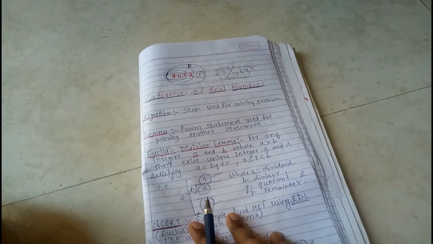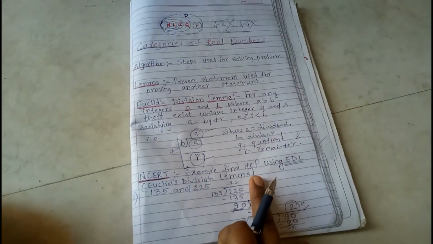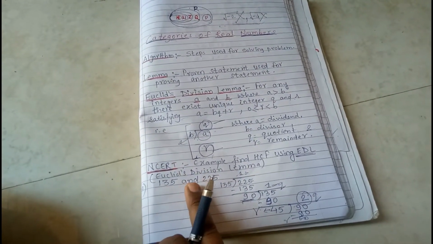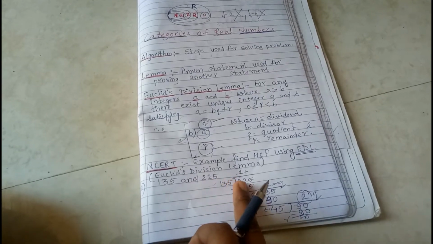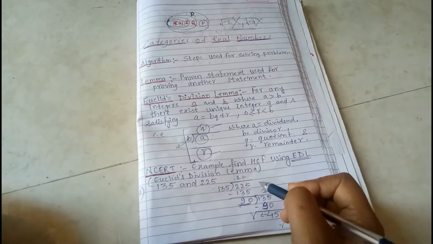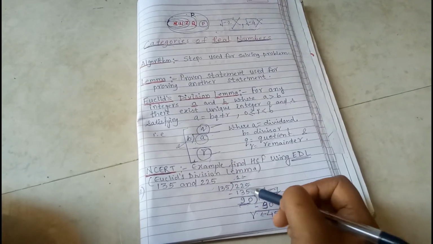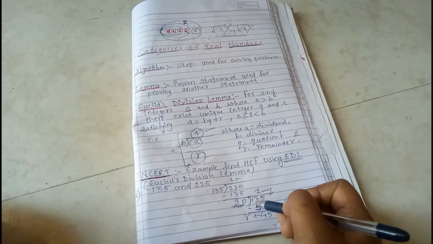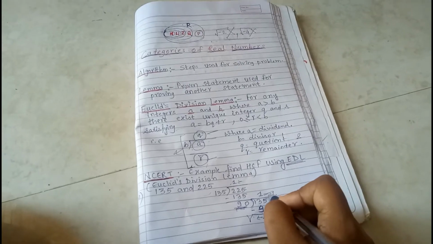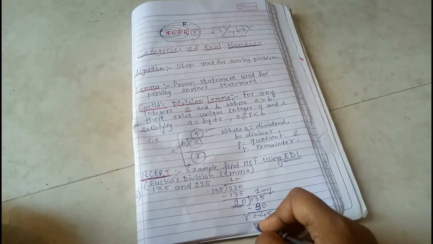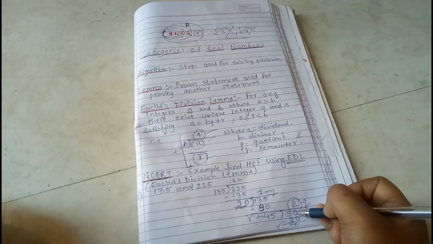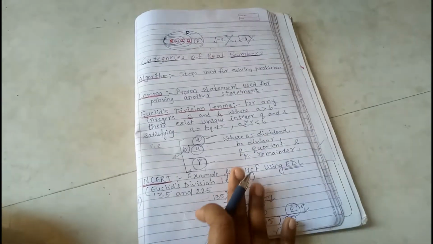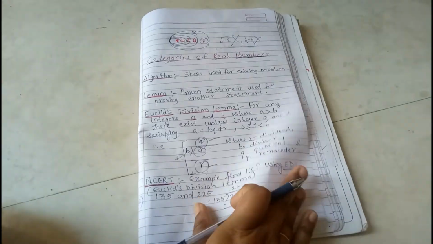See one example, friends. Here you have to find the HCF by using Euclid's division lemma. Your question is 135 and 225. Here we are dividing 225 by 135. You are getting 1 as a quotient and 90 as a remainder. Again, when we divide 135 by this remainder 90, you are getting quotient 1 and remainder 45. And you have to divide again, you will get quotient 2 and remainder 0. This can be easily understood by using Euclid's division lemma.